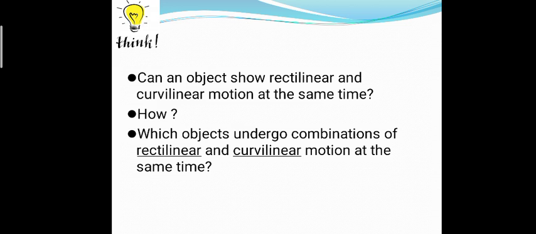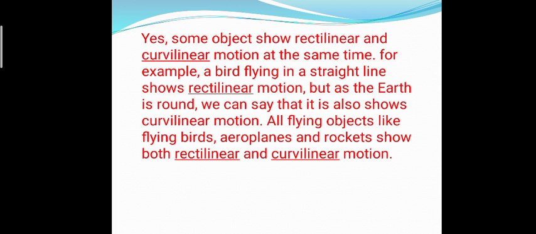Can an object show rectilinear and curvilinear motion at the same time? How? Which objects undergo a combination of rectilinear and curvilinear motion at the same time? Let's see the answer. Yes, some objects show rectilinear and curvilinear motion at the same time. For example, a bird flying in a straight line shows rectilinear motion. But as the earth is round, we can say that it also shows curvilinear motion. All flying objects like flying birds, aeroplanes and rockets show both rectilinear and curvilinear motion.